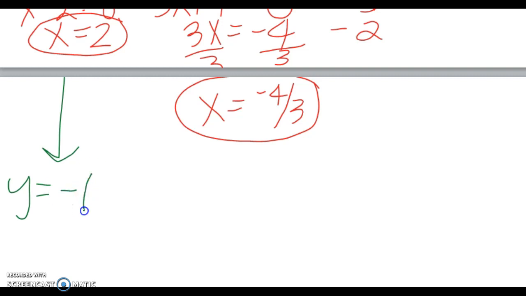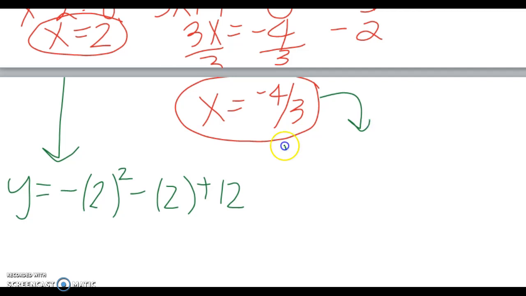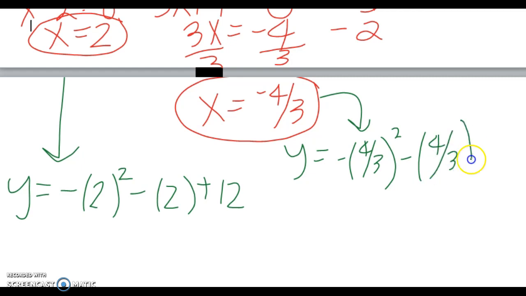It gives me negative and then x squared, so I'll do 2 squared minus x, which is 2, plus 12. When I go to plug in this x here, I'm just going to use the same equation. So I have negative 4/3 squared minus 4/3 plus 12. From here, I recommend that you pause the video and give yourself a minute to type these two things into your calculator to make sure that you can get the correct answer.